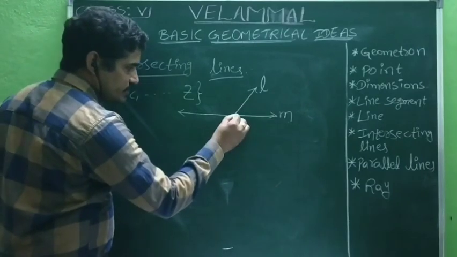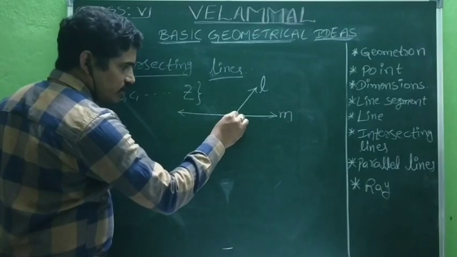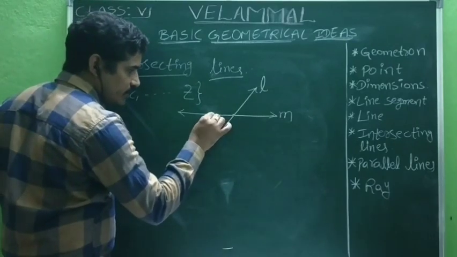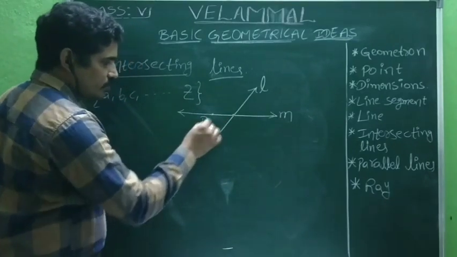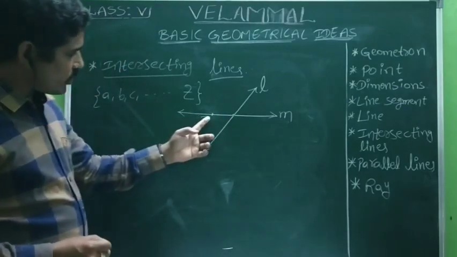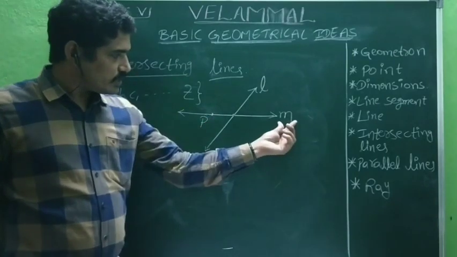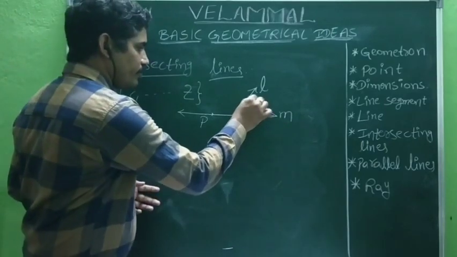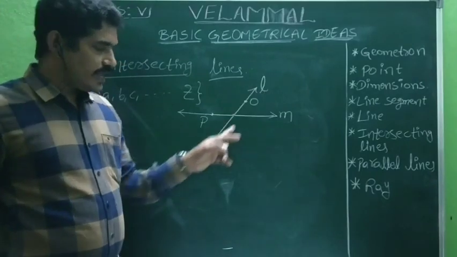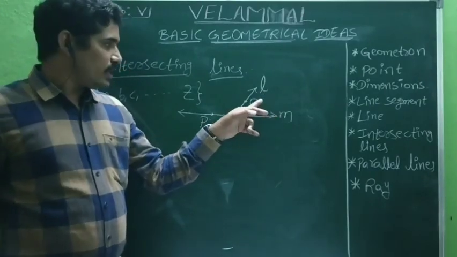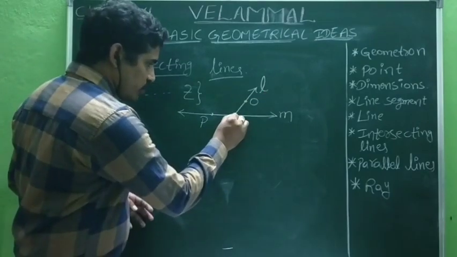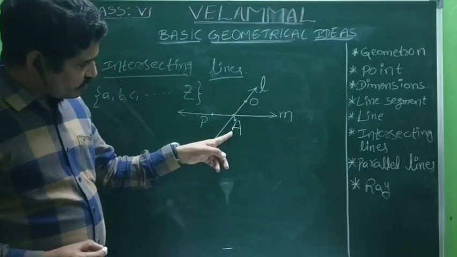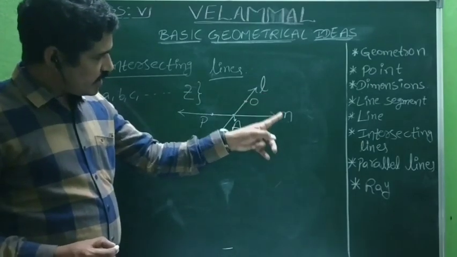Here for L and M, if we observe, there is a common point. This point belongs to the line L as well as to the line M. For example, I am taking one point here, P. If we consider, point P belongs only to the line M. If I take the other point here, O, this point belongs only to the line L. Now I am taking one point here as A. If we observe, this point is common for the line L and the line M.